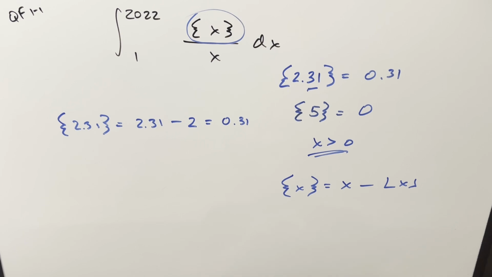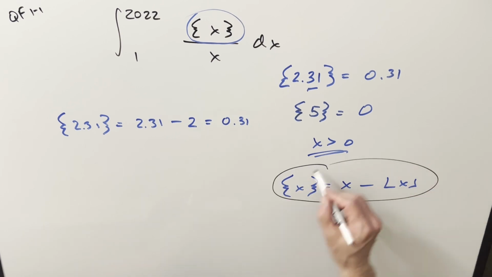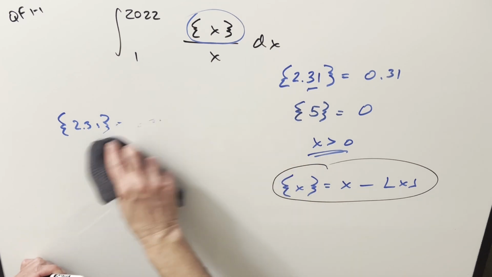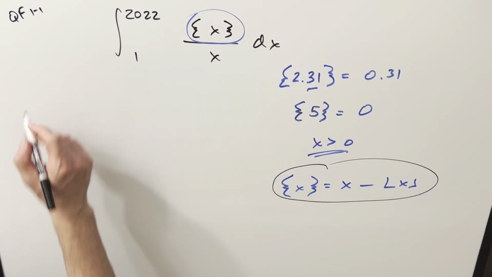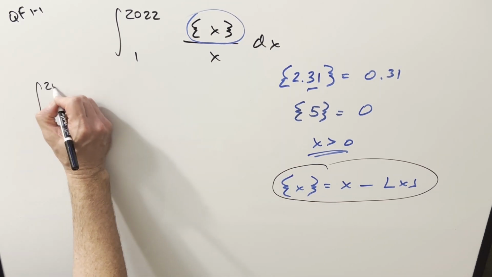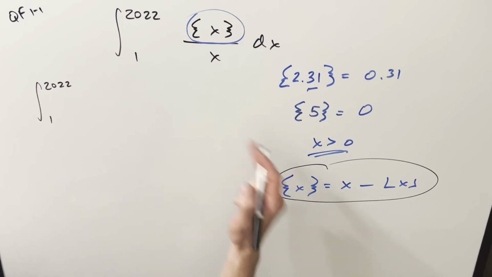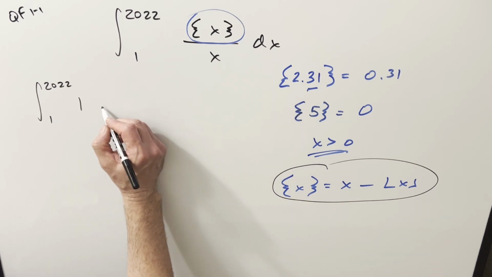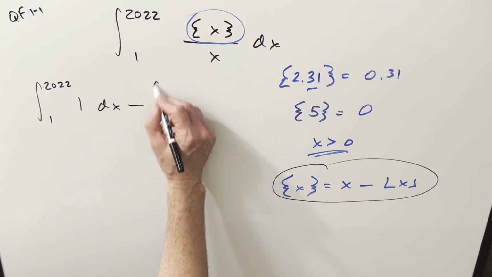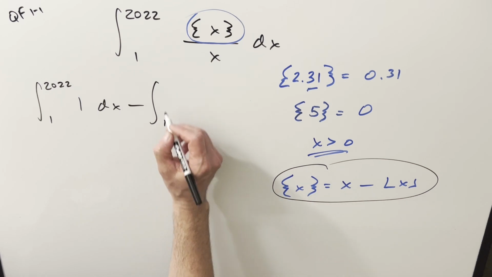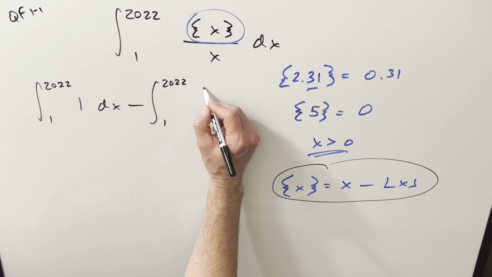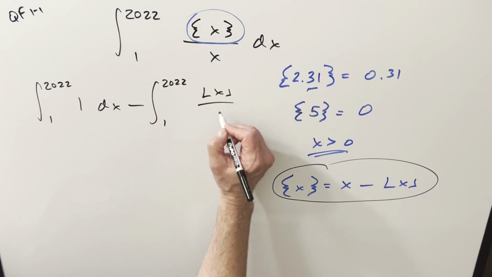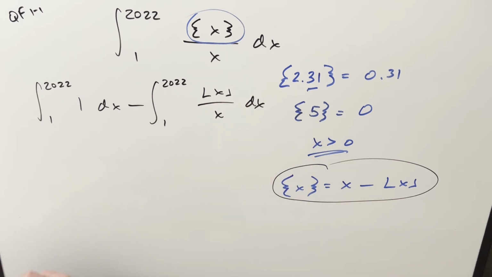So let's take this and plug it into our integral. With the minus sign, I can break this up into two integrals. For the first one, we're integrating from 1 to 2022. We'll have x over x, so we're just integrating 1. And for the second one, we'll have the floor function in the numerator, so it's just floor of x over x dx.